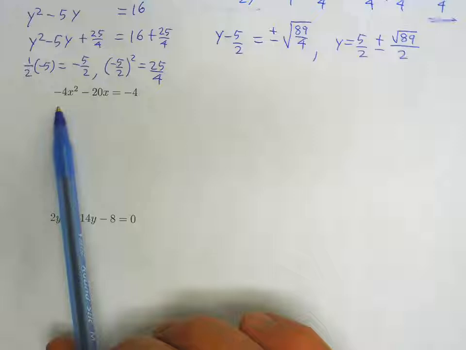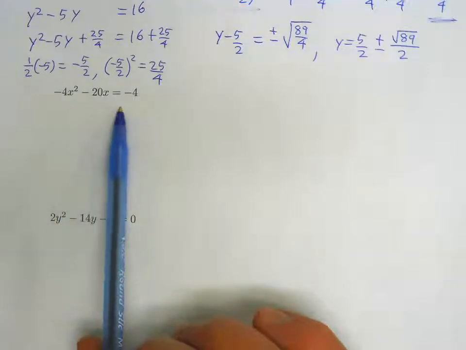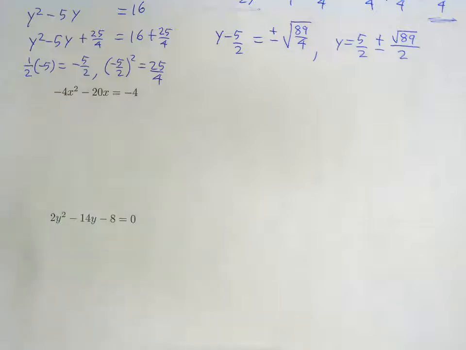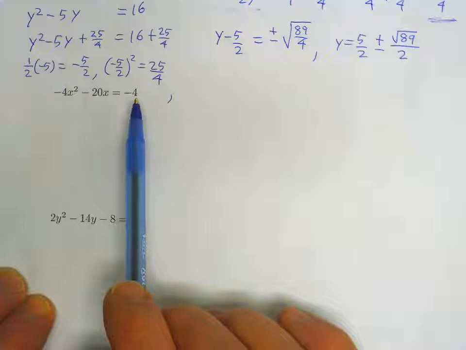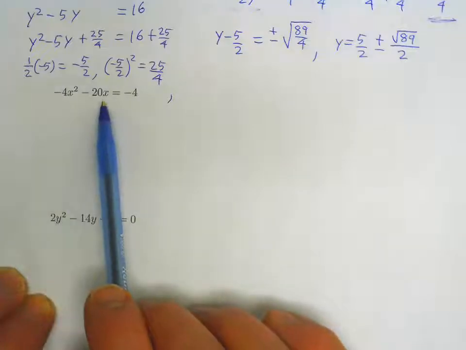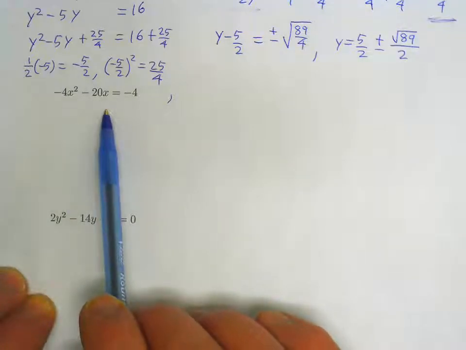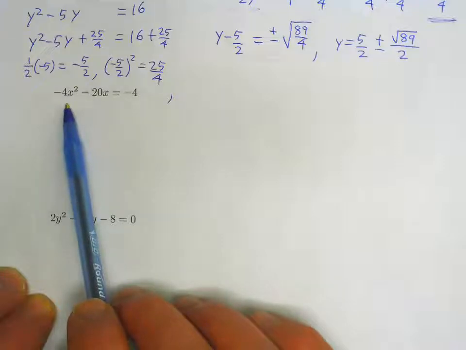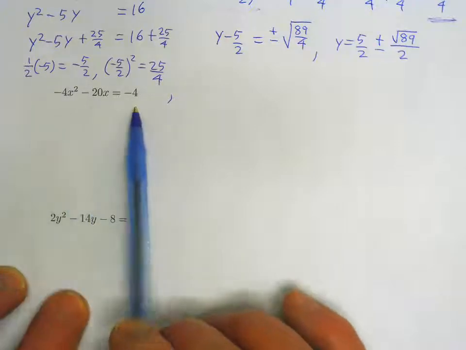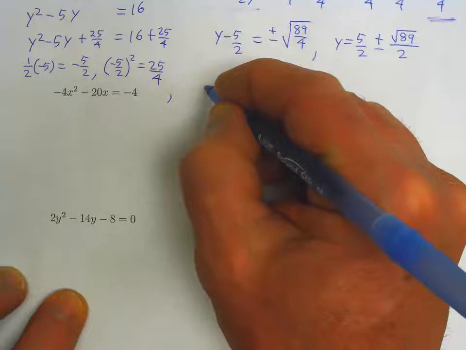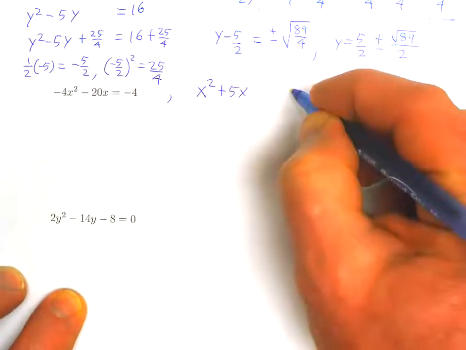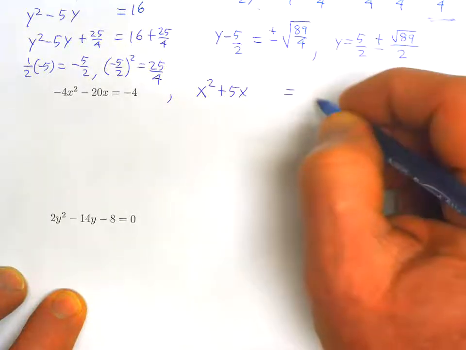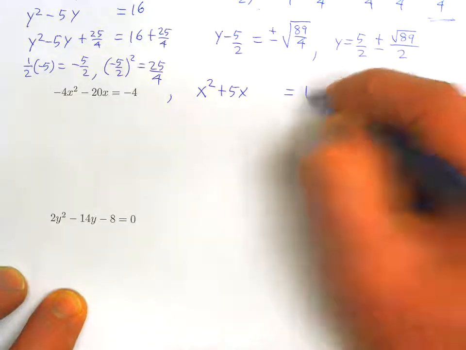solve this equation by completing the square. Negative 4x squared minus 20x equals negative 4. Well, we already have the x squared term and the x term on one side of the equation. So now we can divide every term on both sides by negative 4. And we get 1x squared plus 5x. Leave space. Negative 4 divided by negative 4 is 1.